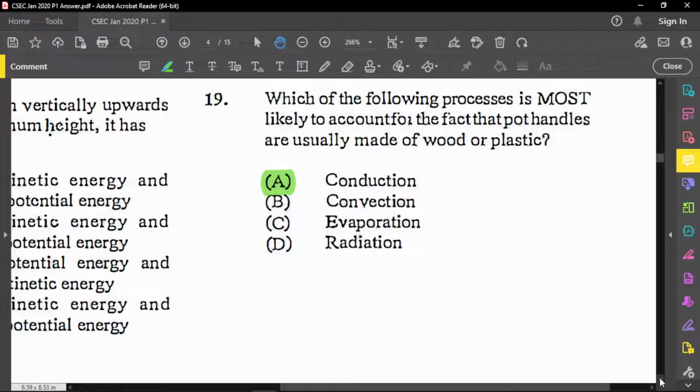For question number 19, it said: which of the following processes is most likely to account for the fact that pot handles are usually made of wood or plastic? This is conduction, because wood and plastic are poor conductors of heat, and therefore they will prevent conduction of heat. So definitely A is the correct answer.